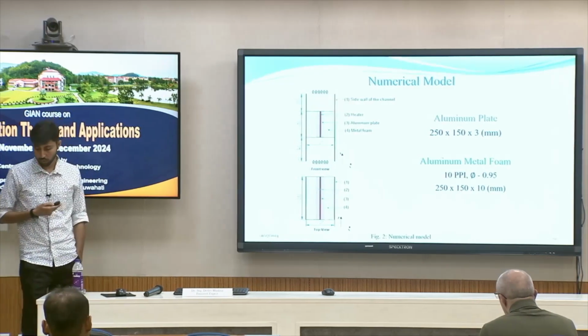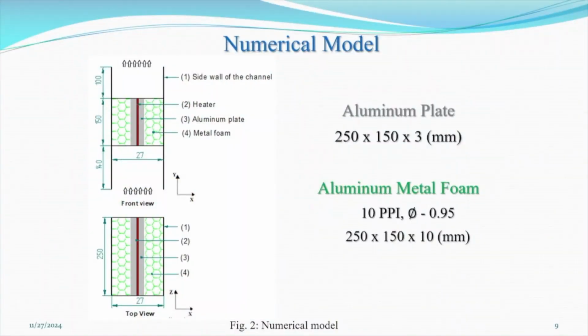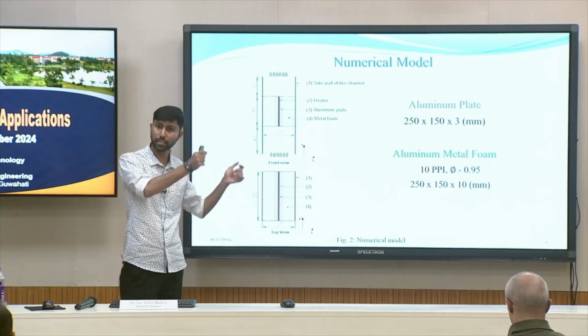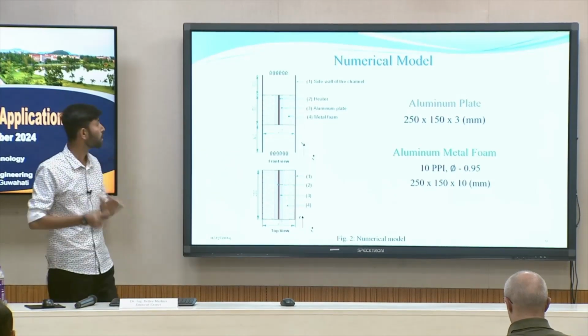This is the numerical model. This is my work. Similar to that experimental setup, I have created a numerical model, a vertical channel. You can see at the center we have a heater. In the experimental setup, they considered one mica sheet on which they wound nichrome wire, and created a heater like that. In my case, at the center of the channel, we have a heater. Beside that, they placed an aluminum plate, and I too have placed an aluminum plate. Its size is 250 by 150 by 3 mm. Whatever dimensions they considered, I too considered the same parameters here.